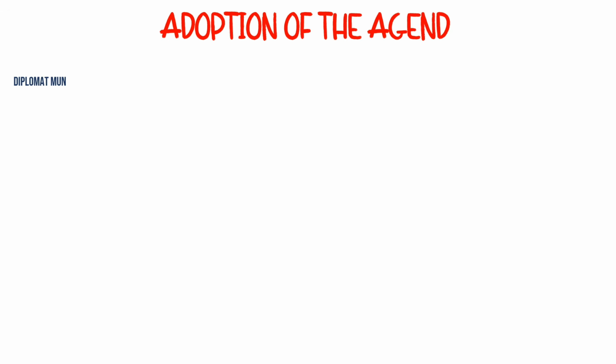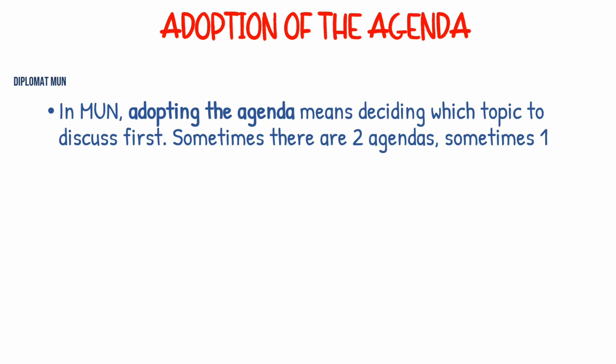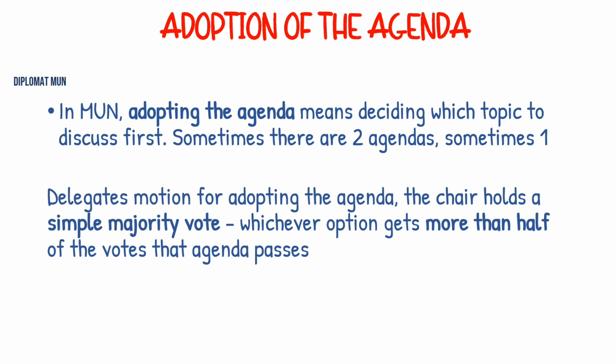Next, we come to the adoption of the agenda. In MUN, adopting the agenda means deciding which topic to discuss first. Sometimes there are two agendas, sometimes one. Delegates motion by raising their placards for adopting the agenda. The chair holds a simple majority vote. Whichever option gets more than half of the votes, that agenda passes. Your chairperson is the judge of the committee.